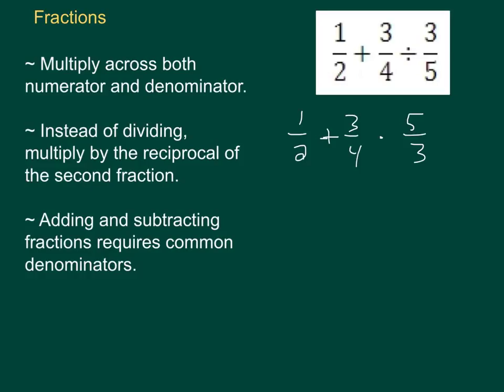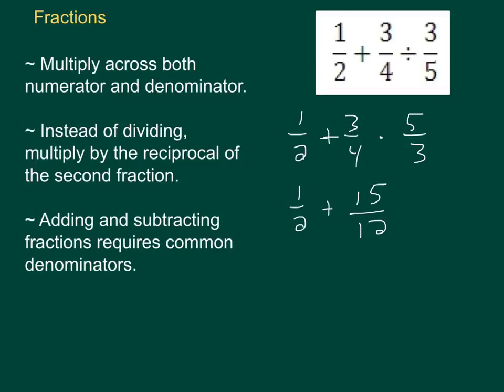And so that's what I end up with there. That's my new problem. Now, in order to multiply here, I'm going to multiply across the numerator and the denominator. And so I have still the 1/2 plus, and then 3 times 5 gives me 15, and 4 times 3 gives me 12. At this point, I actually probably want to reduce that fraction.